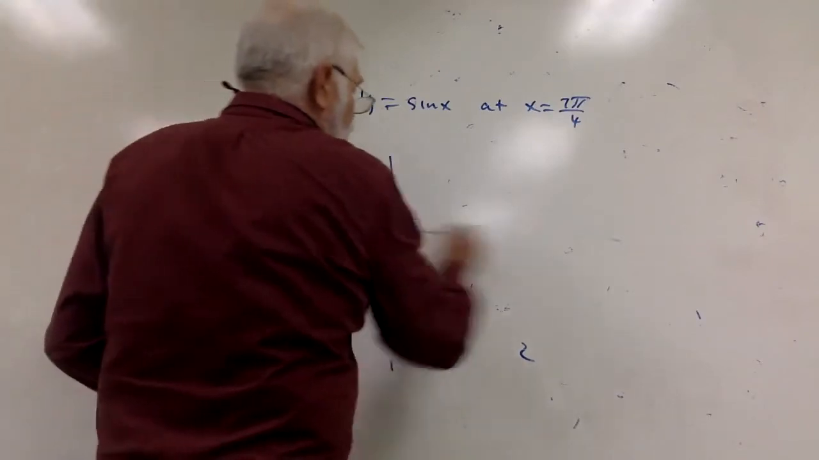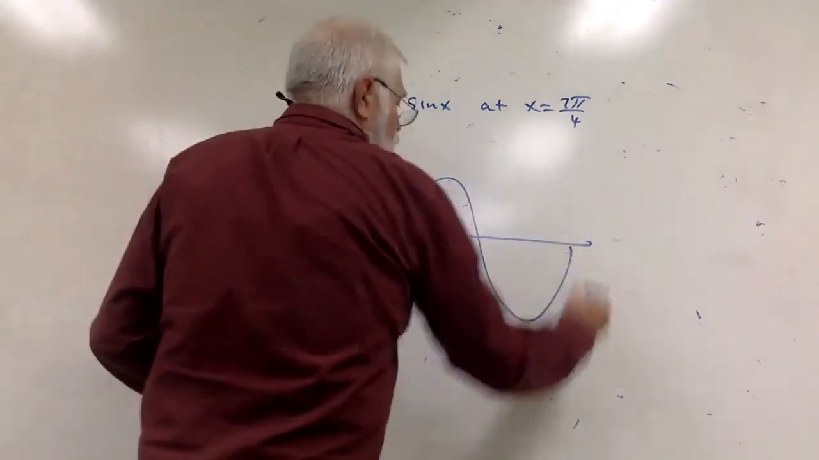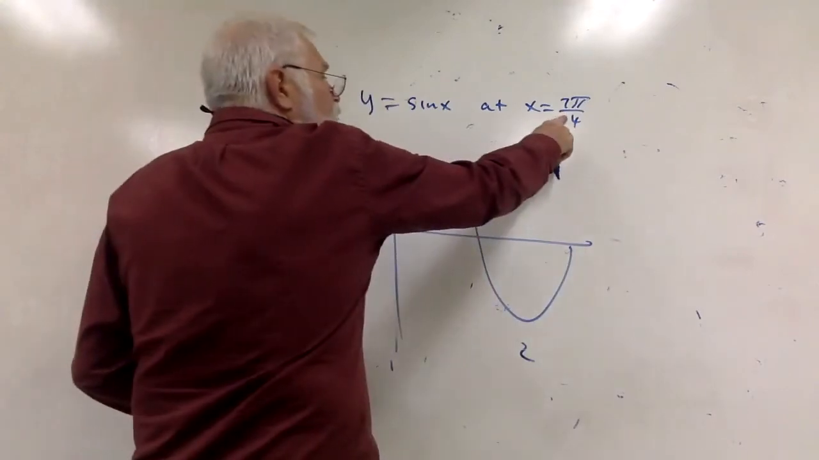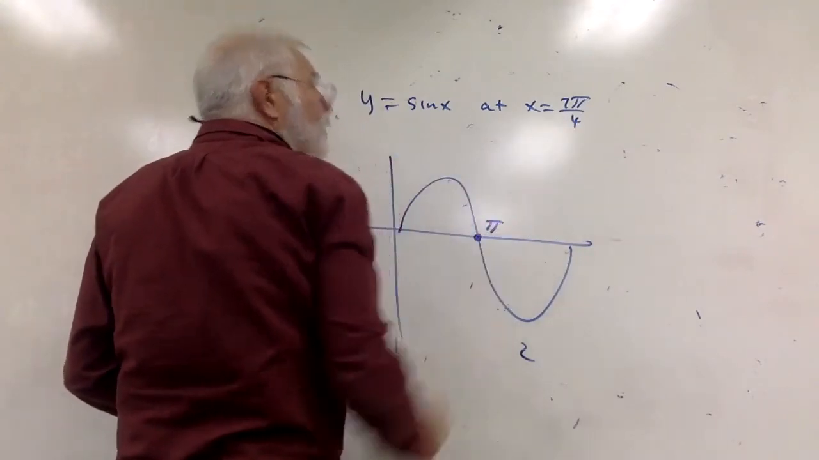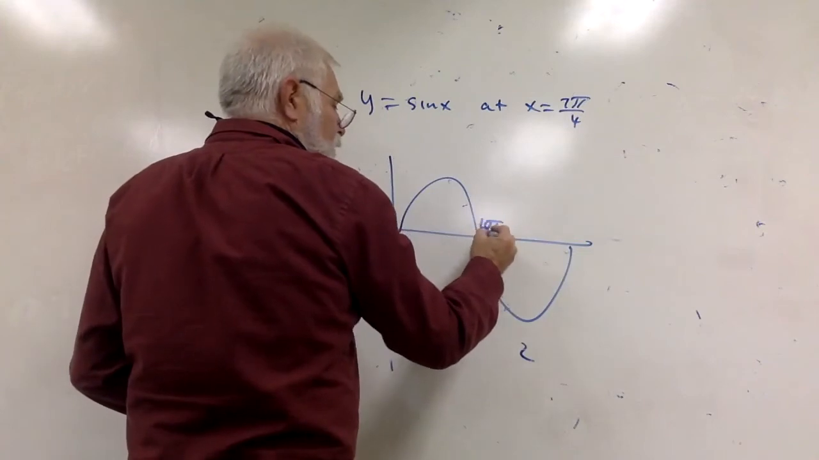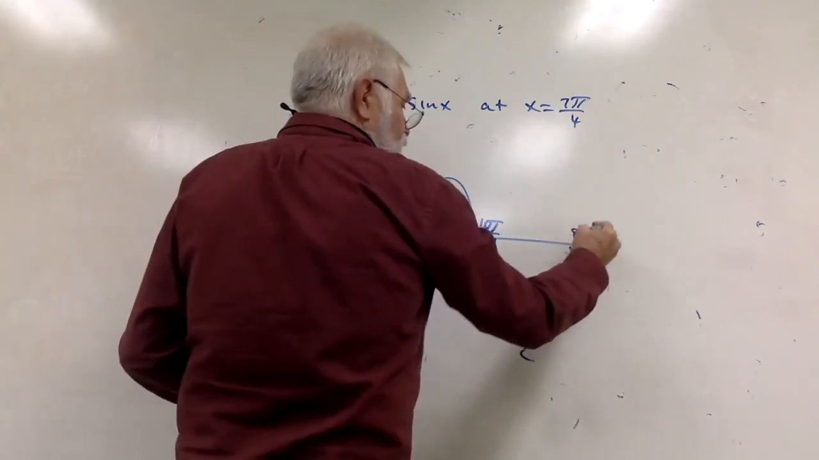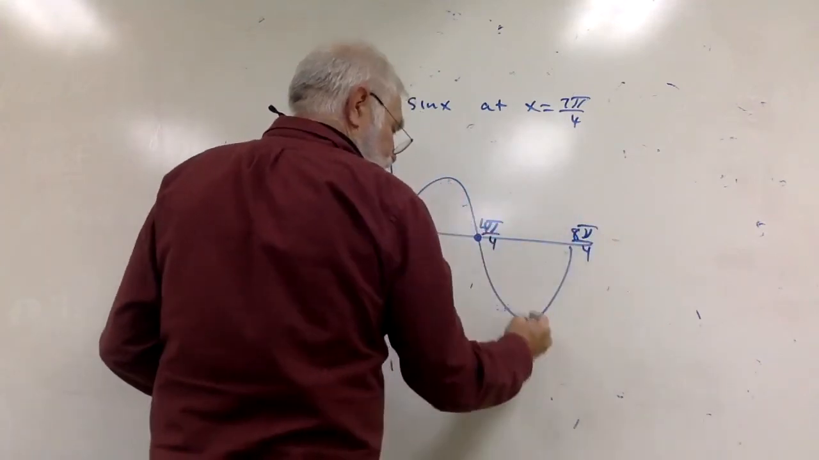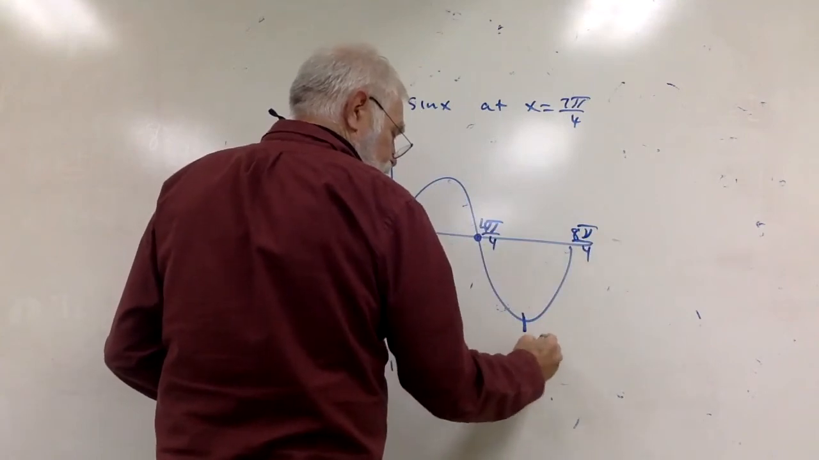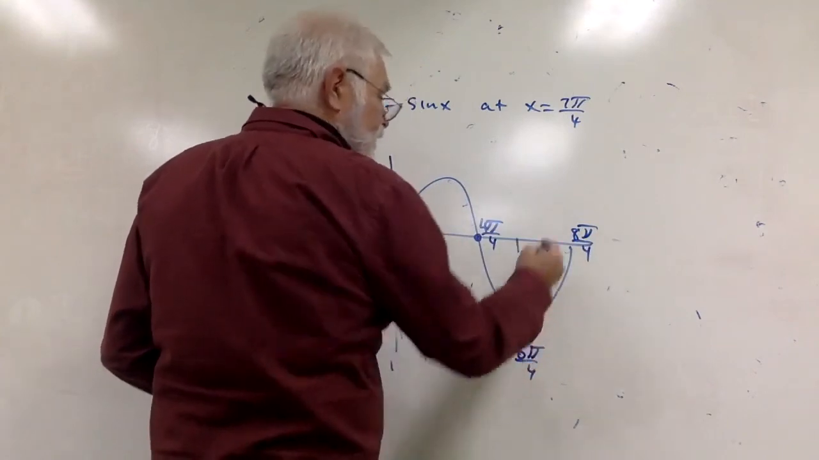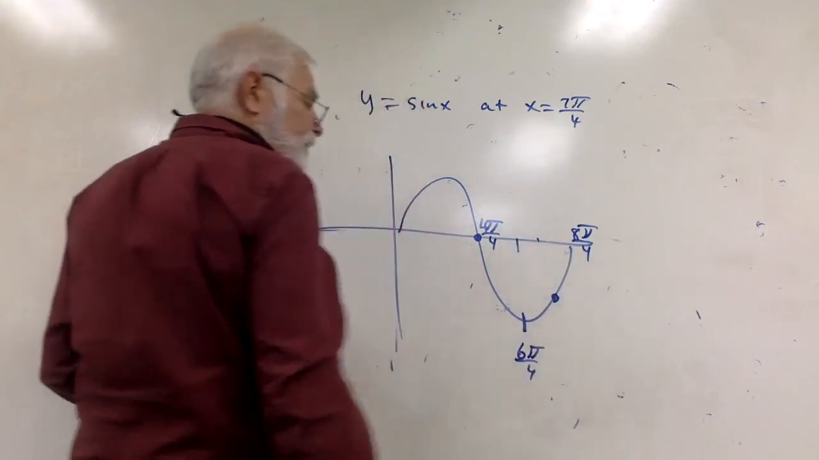So can you draw sine x? Hope so. What we had before. Where is 7 pi over 4? Oh, I know that's pi. I know that's 4 pi over 4. I know this is 8 pi over 4. That means this is 6 pi over 4. So I guess I'm in the middle. I guess I'm right there.